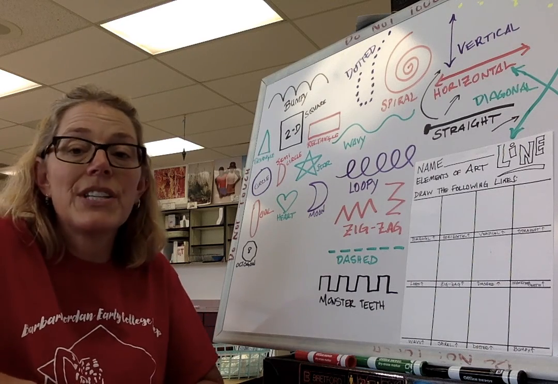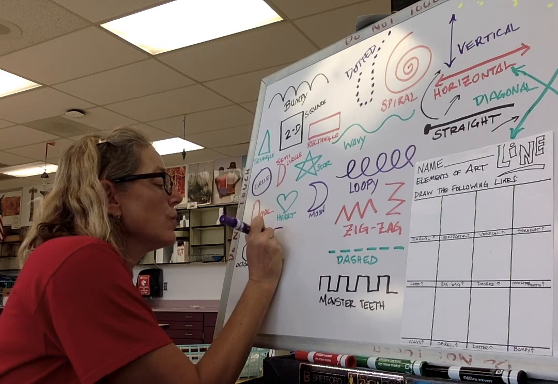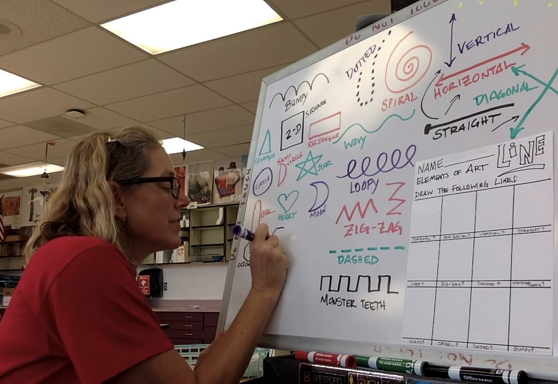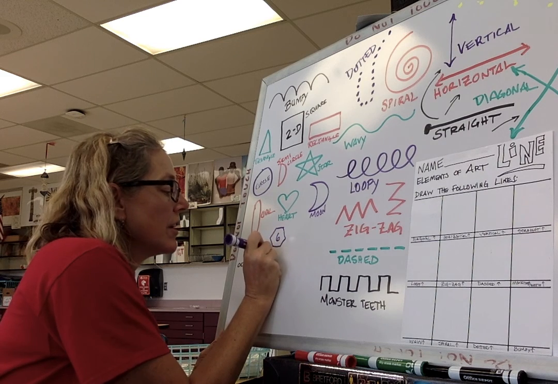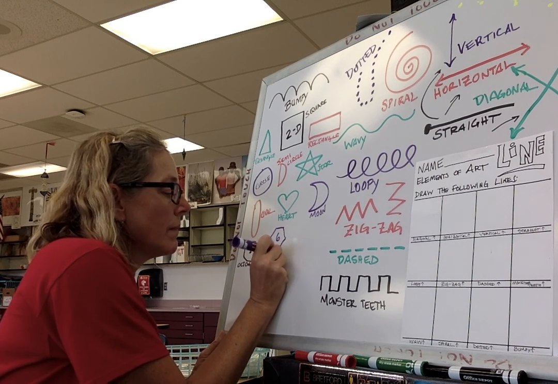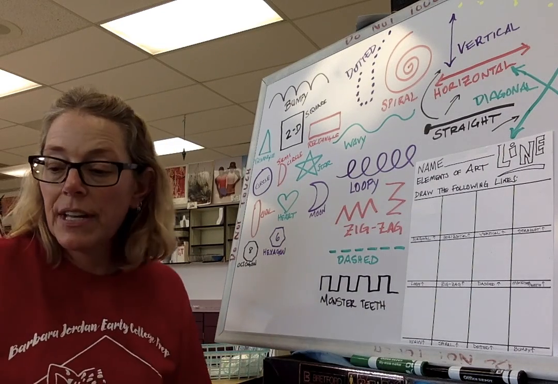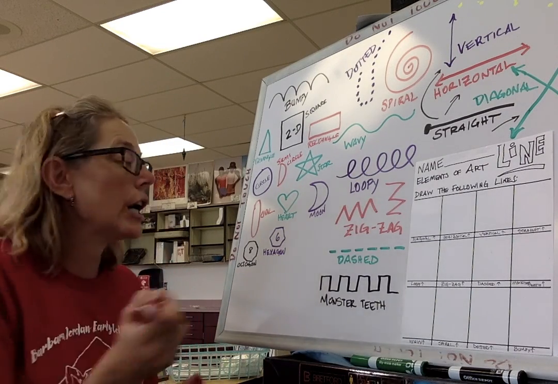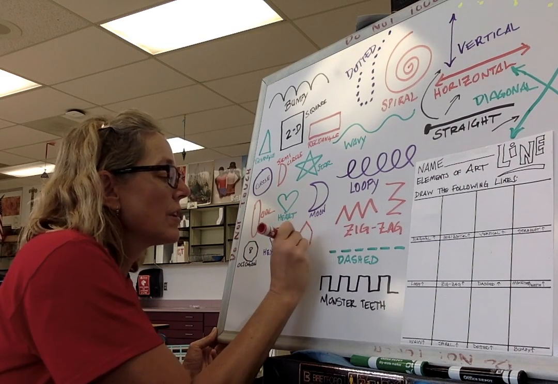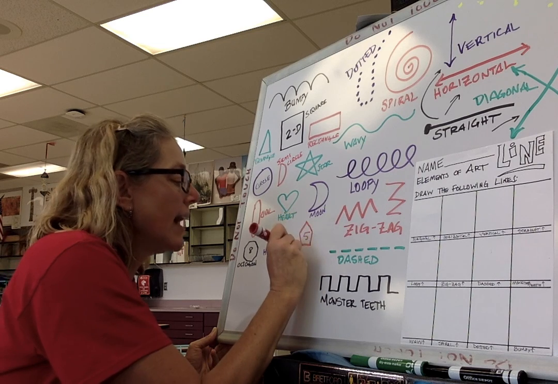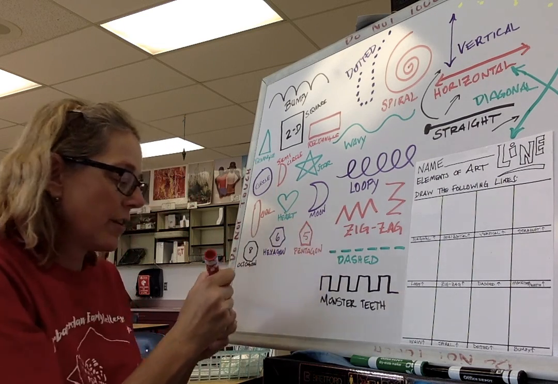Okay, next one is a hexagon. It has six sides. One, two, three, four, five, six. And that is our hexagon. Okay. All right. Next is our pentagon, which has five sides. Three, four, five. Looks a little bit like a house.